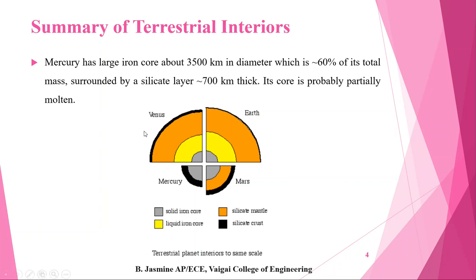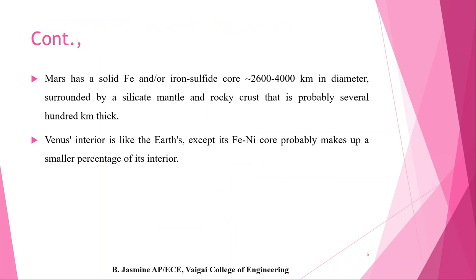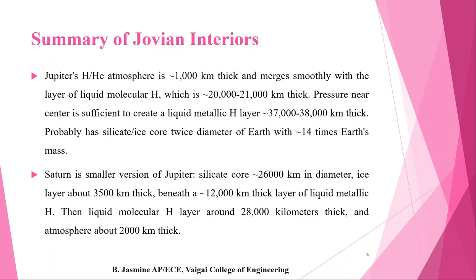Like Earth, Venus also has these four materials, but comparatively Venus has the highest thickness of silicate crust. Mars has a solid iron and sulfide core, about 2,600 to 4,000 kilometers in diameter, surrounded by a silicate mantle and rocky crust. Venus's interior is like Earth's, except the iron nickel core probably makes up a smaller percentage of its interior.